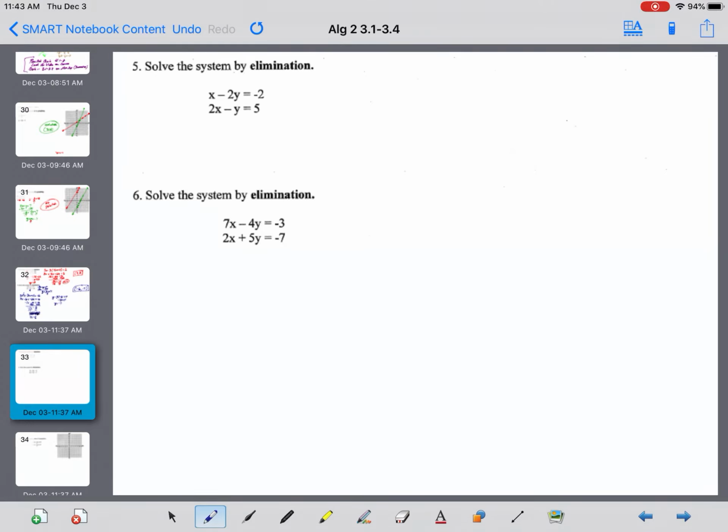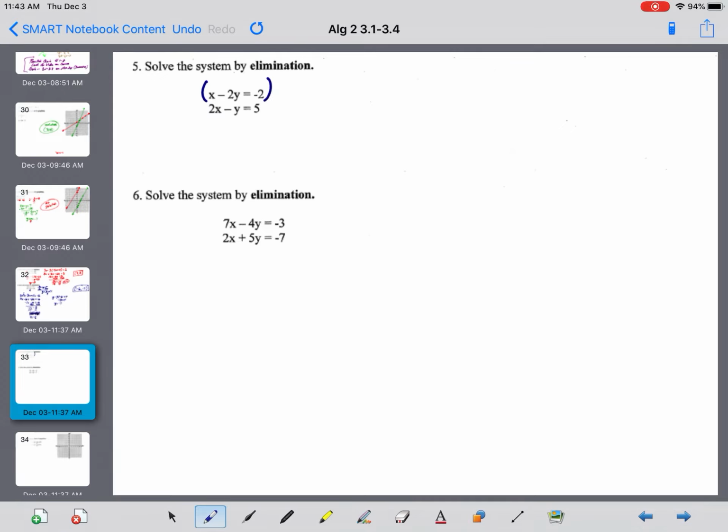All right, flip it over. We're going to do these by elimination technique. So with elimination technique, we need to have opposites in one column. In number 5, I don't have opposites yet, so I'm going to have to do a multiplication step. I'm going to multiply the top equation by negative 2 to get my x's to vanish.